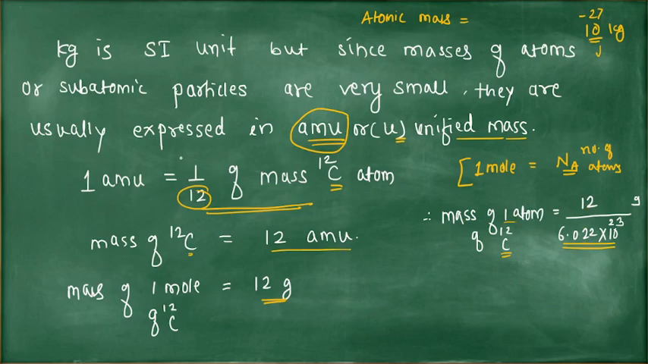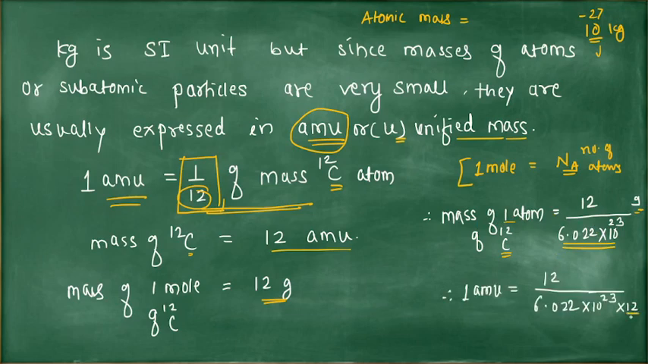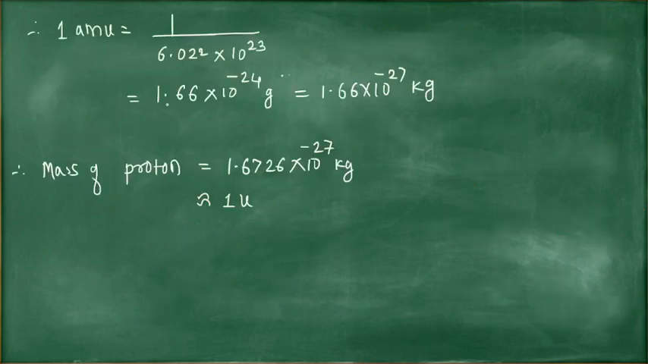And if you divide it again by 12, then you will get 1 AMU. So this is in gram, 12 gram. So this mass of 1 atom is in gram. If you divide again by 12, you will get 1 AMU. So 12 gets cancelled and 1 AMU is the reciprocal of this number. And the reciprocal of this number is 1.66 × 10^-24 gram, and in kilogram it is 10^-27.